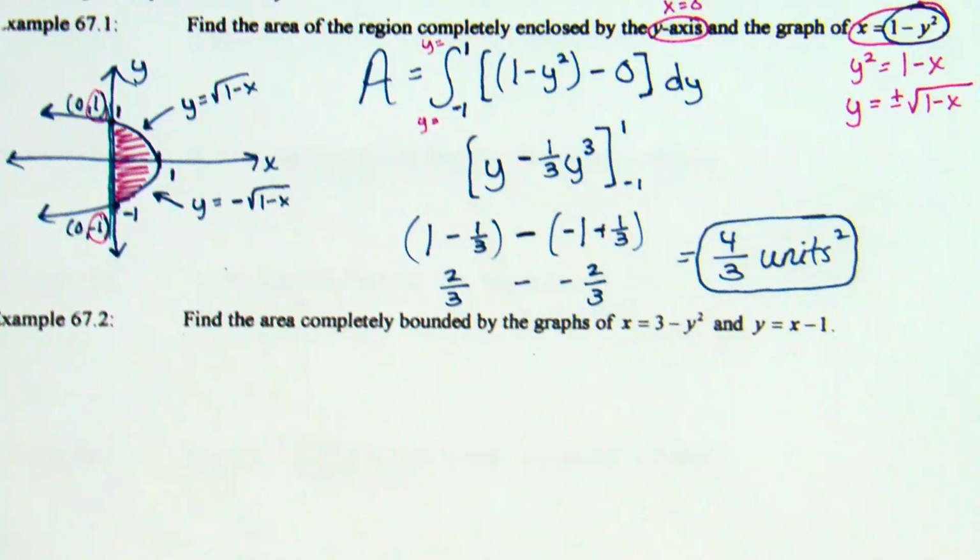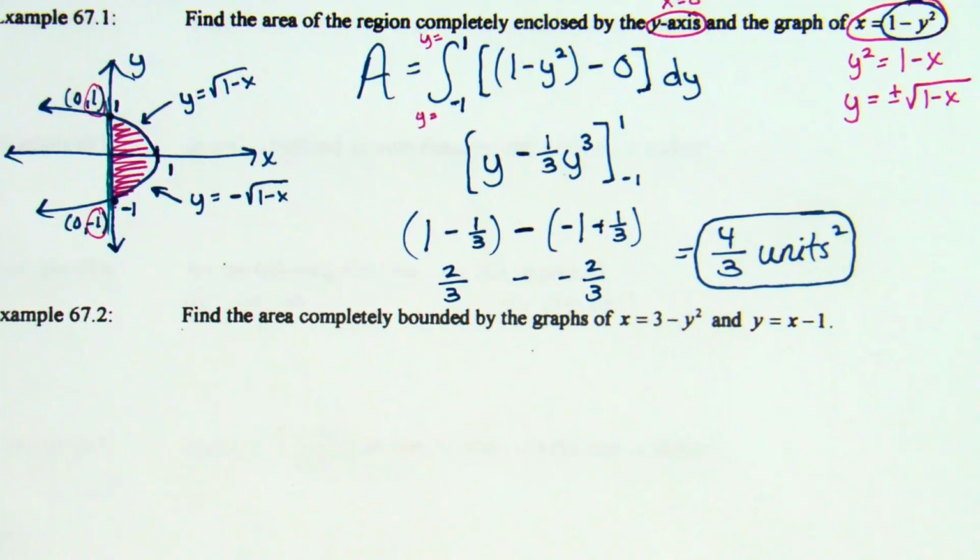Okay. Example 2. Find the area completely bounded by the graphs of x equals 3 minus y squared and y equals x minus 1. Well, x equals 3 minus y squared. Are you kind of seeing similarities to last time? Okay. Sideways parabola again. Opening left again, this time shifted 3.